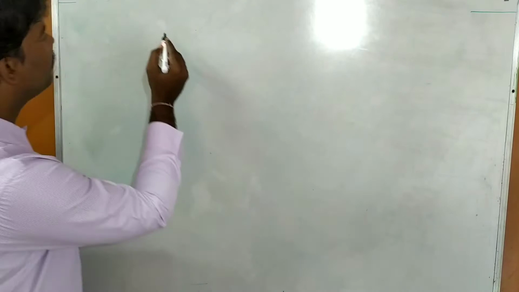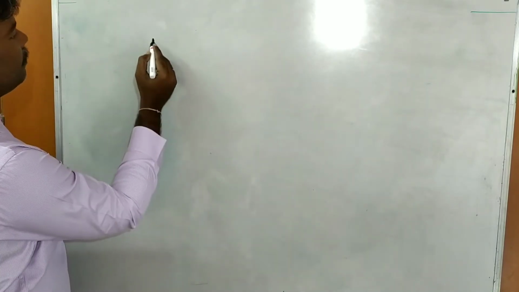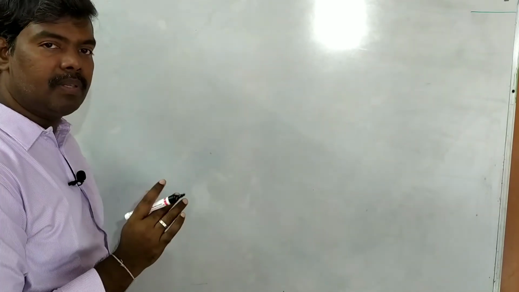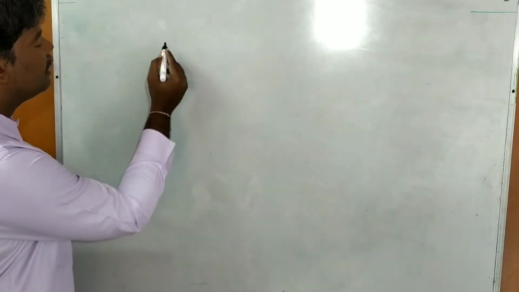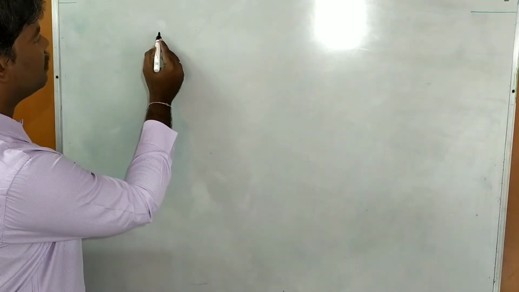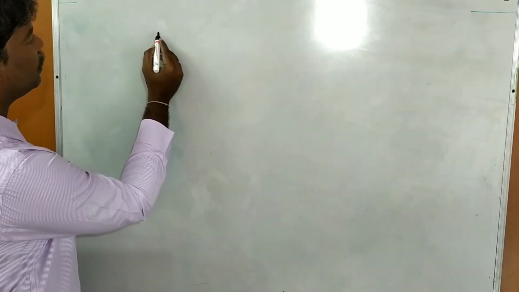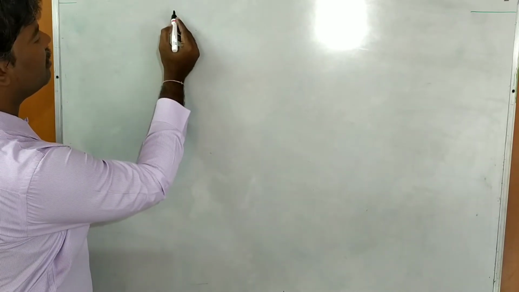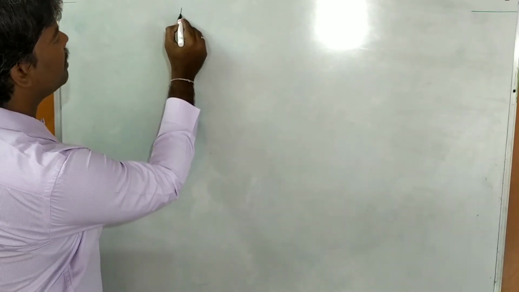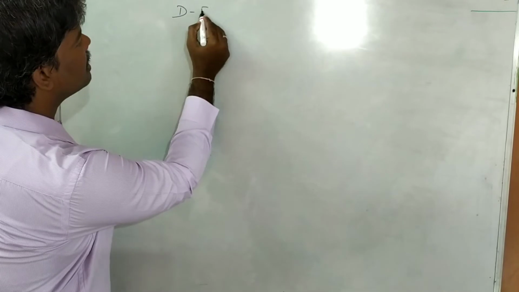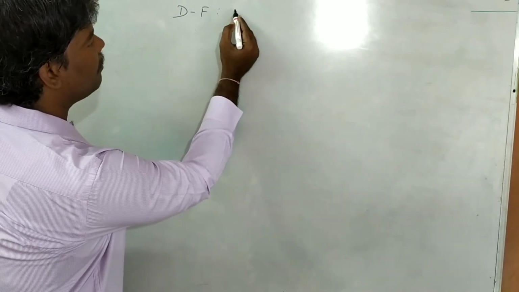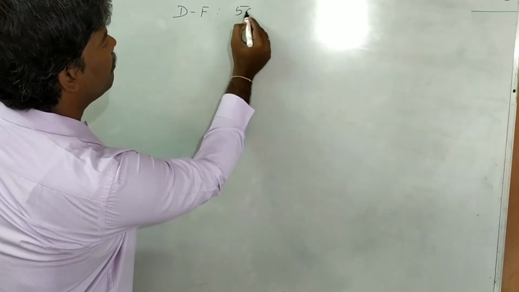So first one. Once again I recall how to draw an ellipse by using the eccentricity method. Already you know that. What values are given? The distance between directrix and focus is given in the problem, for example, 50 mm.